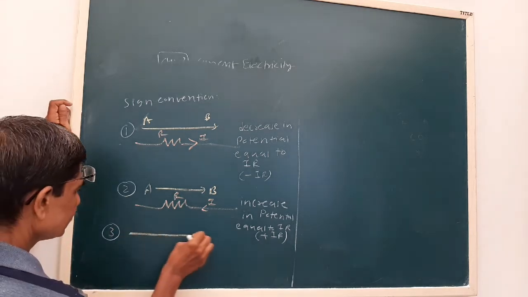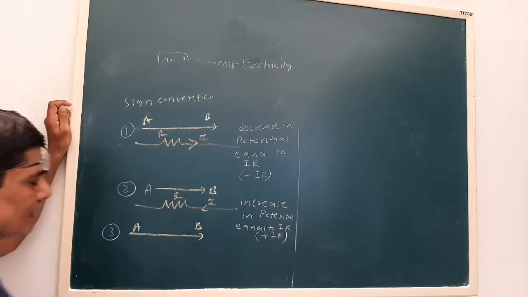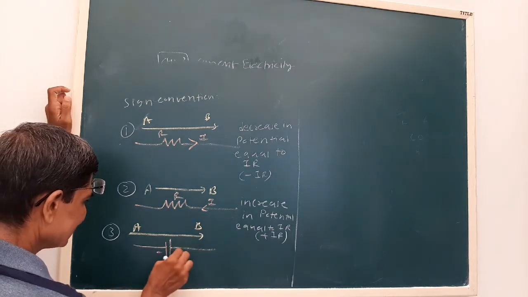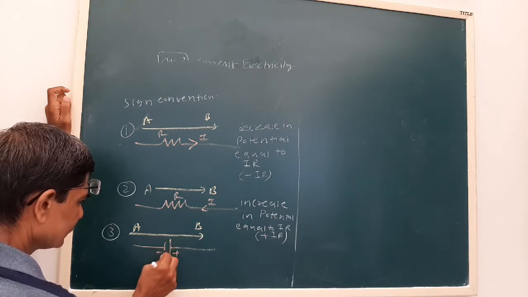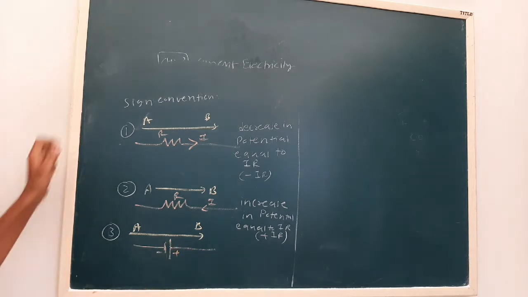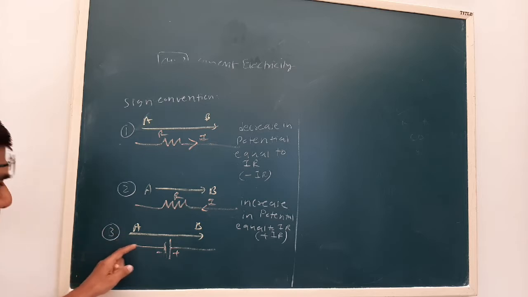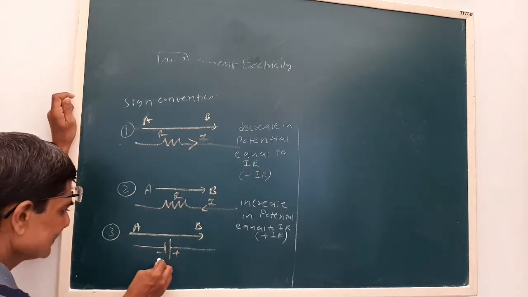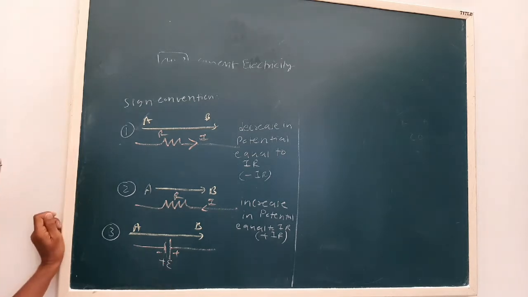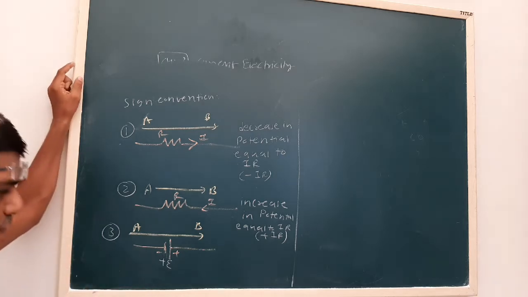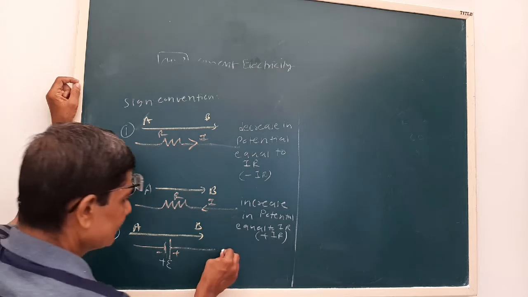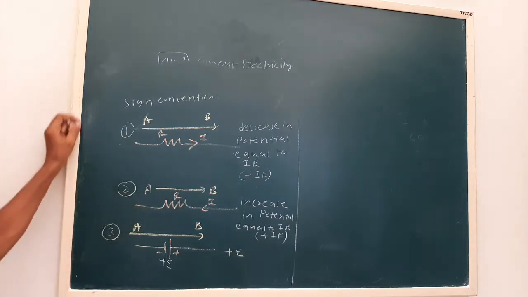See, when we move in the direction of A to B, during that we move from negative to positive of the battery, or a cell. So when we move from negative to positive of the battery, there will be an increase in the potential, that will be the EMF of the cell. So in that, here we take plus.